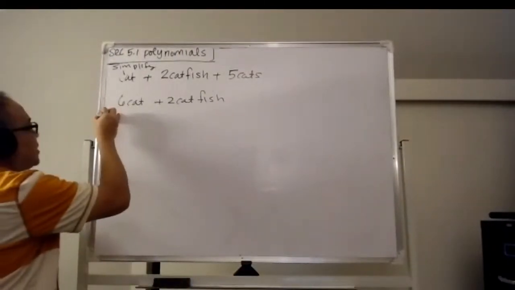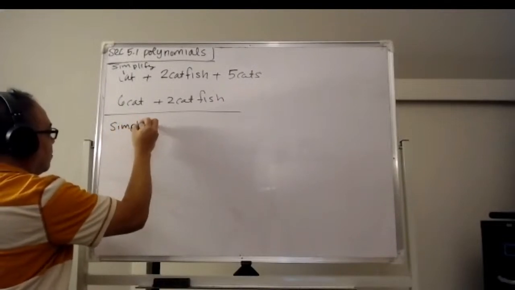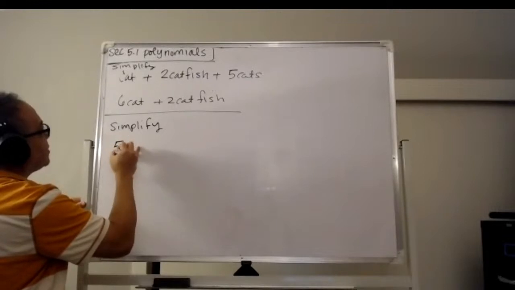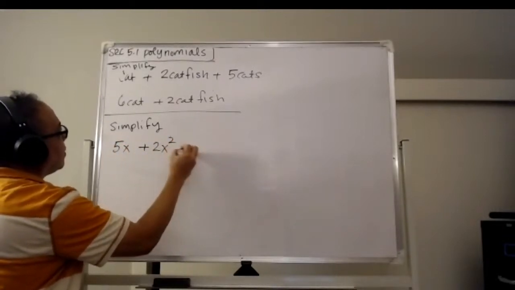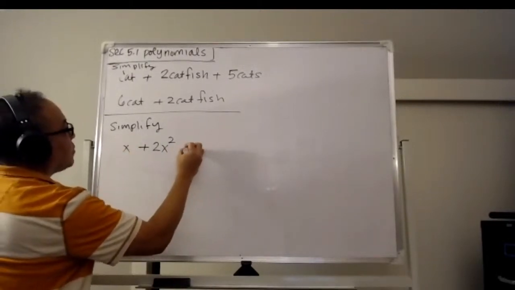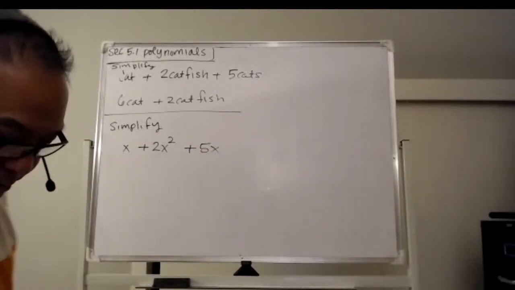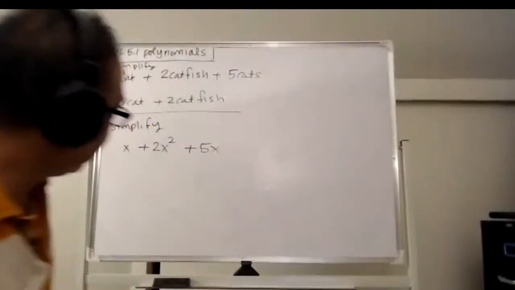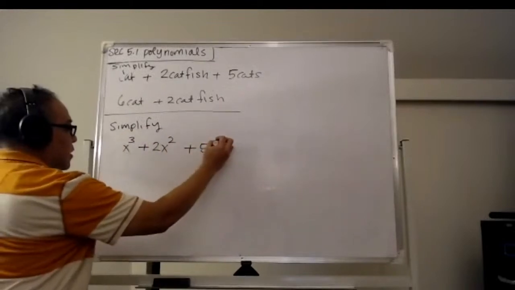So let's say I ask you to simplify this. 5x plus 2x squared. Oh, sorry, let me go. x plus 2x squared plus 5x. And let's make it even weirder. Let's put a cube there and a cube there.